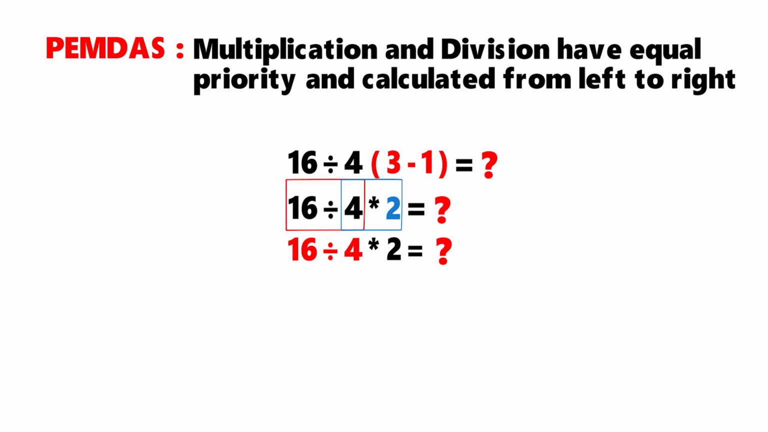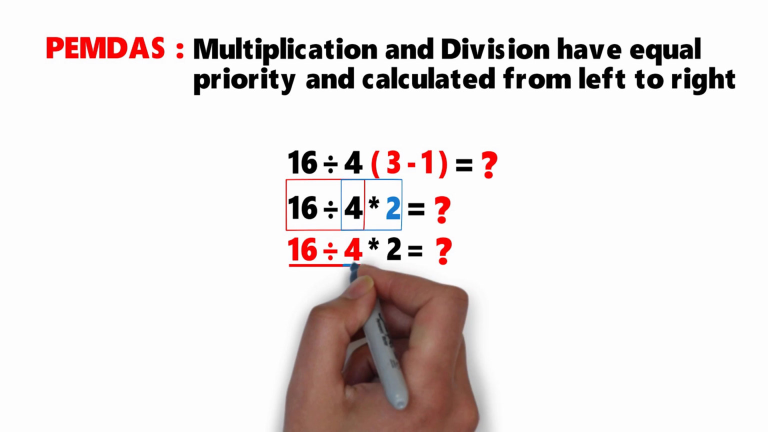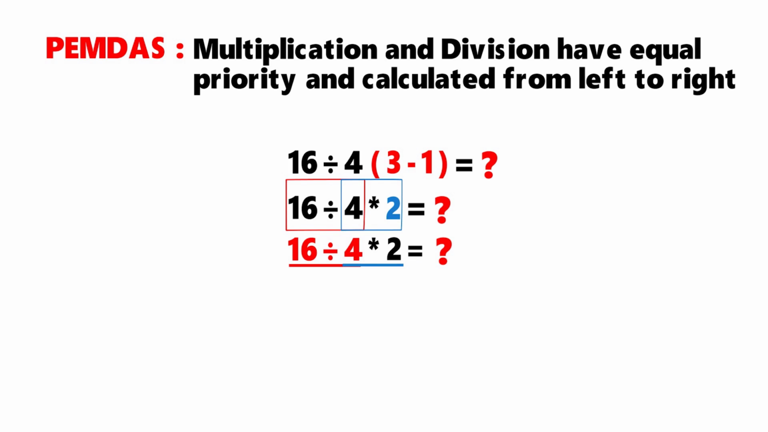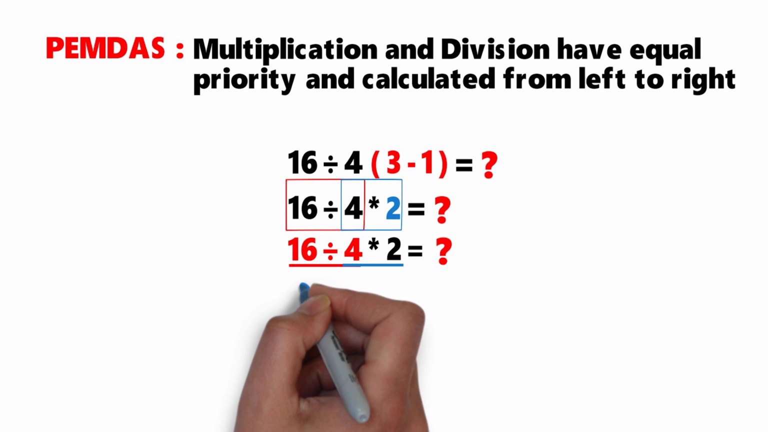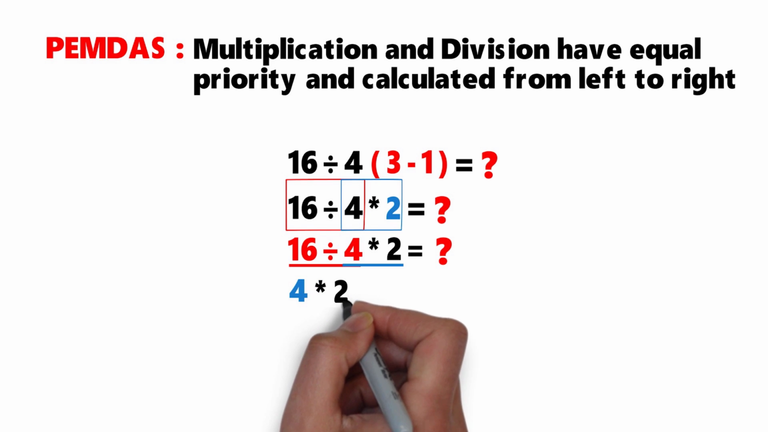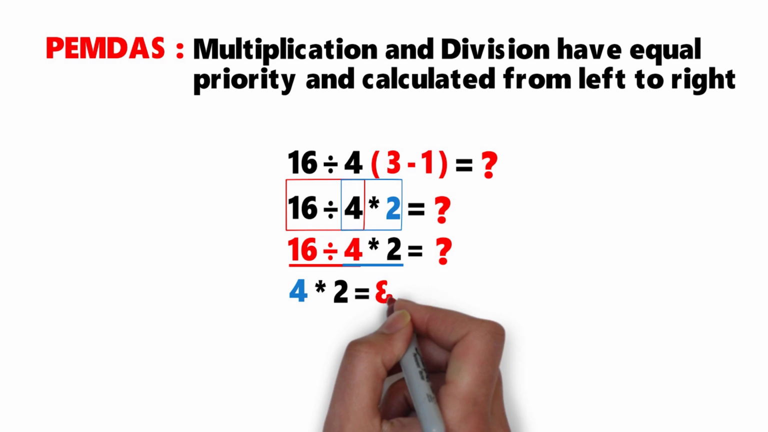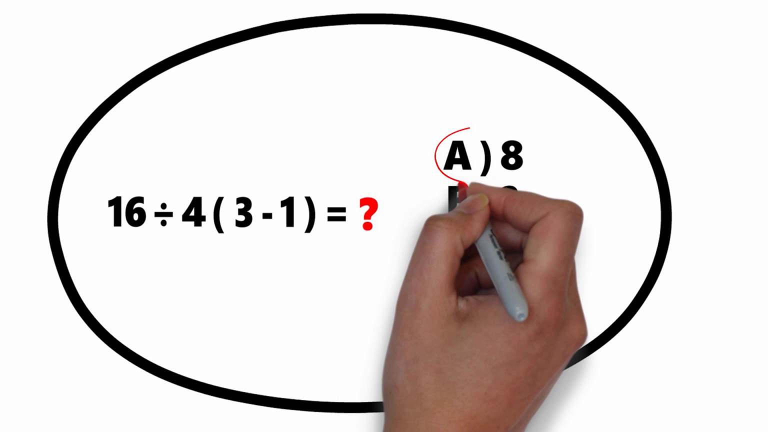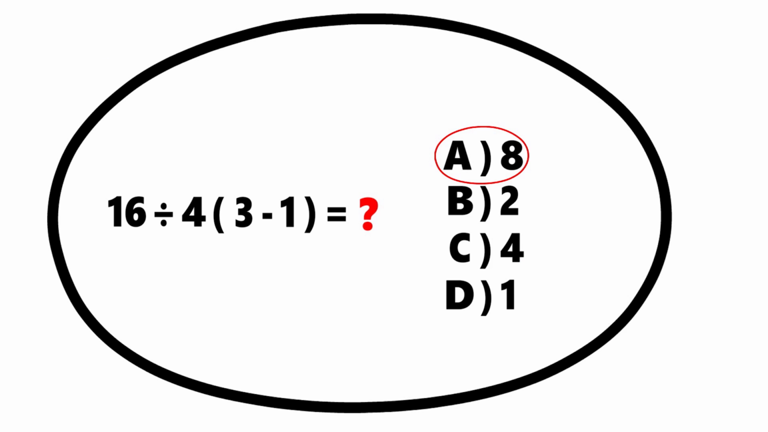16 divided by 4 is on the left side of the expression, and 4 multiplied by 2 is on the right side. So the first thing we need to do is divide 16 by 4. The result of this calculation is 4, and in the last step we need to multiply 4 by 2, and the result is 8. So the correct choice here is choice A, 8. Hopefully you've nailed this question and now know how to answer similar problems on the test.